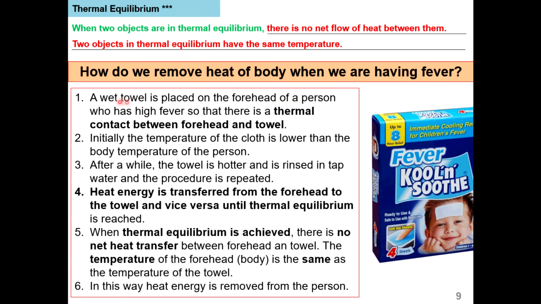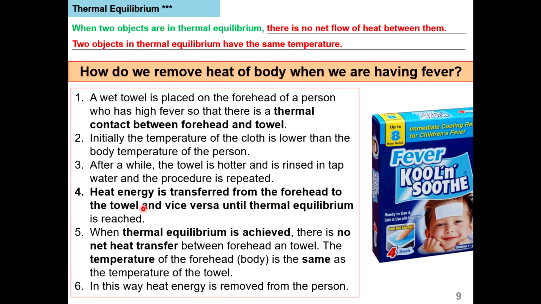So the wet towel, or maybe this one, the cooling pad, is placed on the forehead of a person who is having high fever, so that there will be thermal contact between the forehead and the wet towel or the cooling pad. Then after a while, the towel will be hotter and you need to rinse the towel, but for the cooling pad, no need.